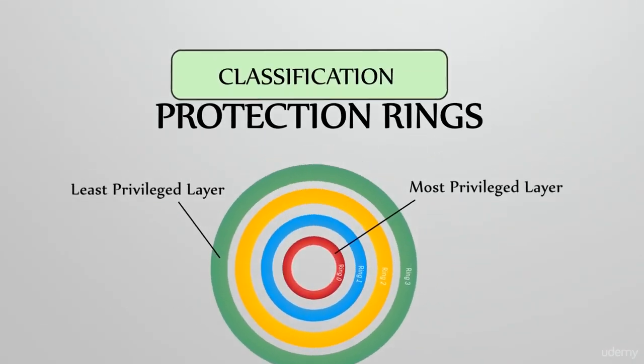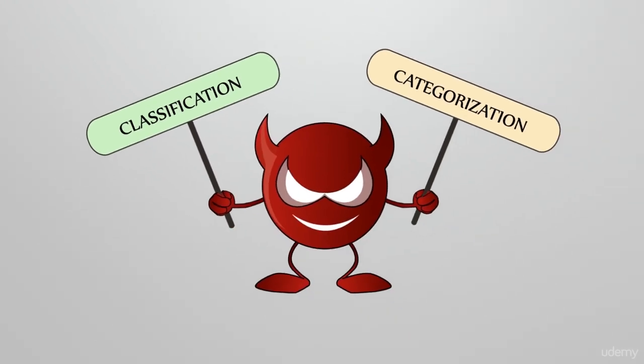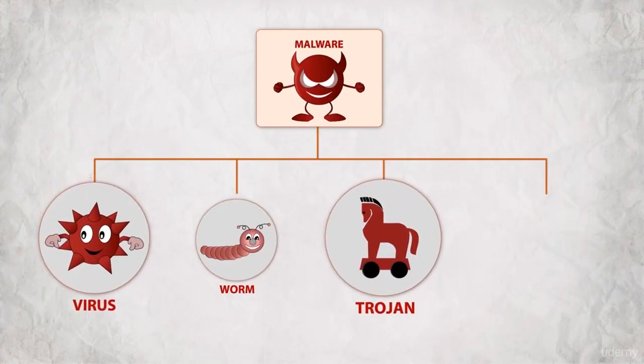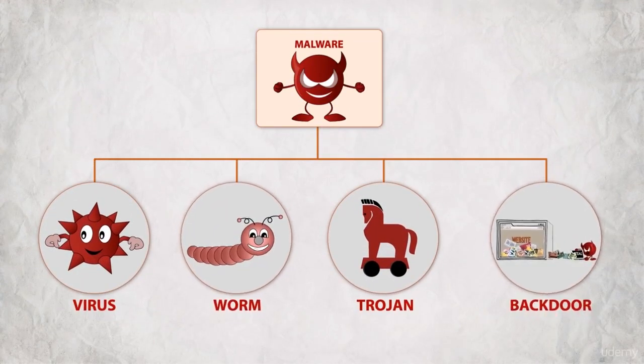Having learned about how malware is classified, let us move into categorizing malware. Categorization of malware. Malware can be categorized into 4 groups, namely virus, worm, trojan, and backdoor.